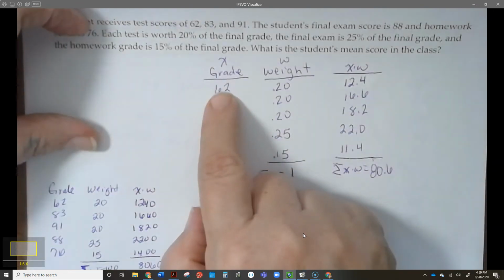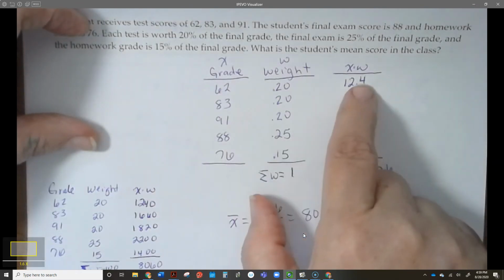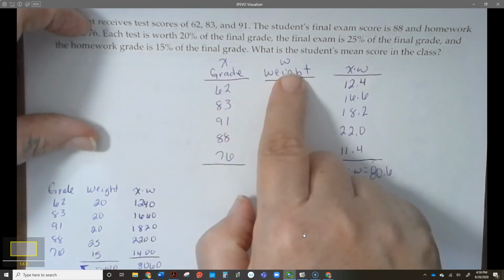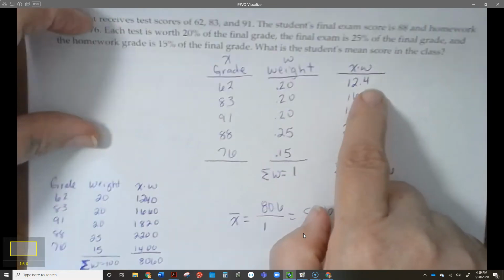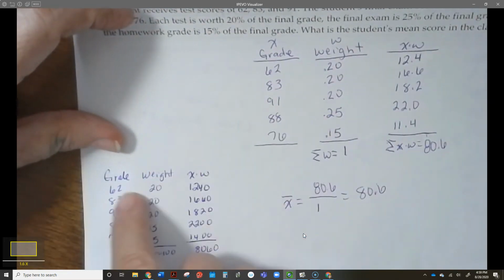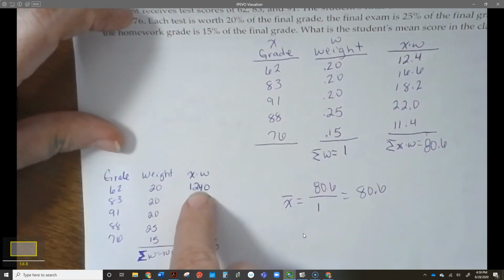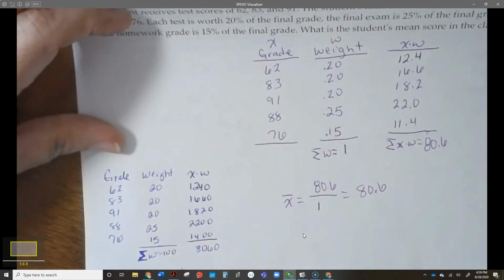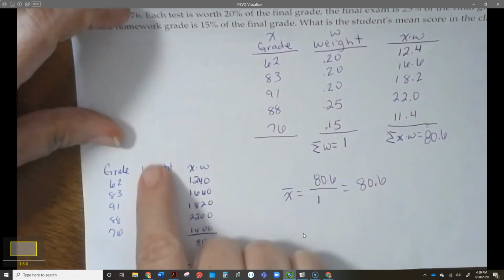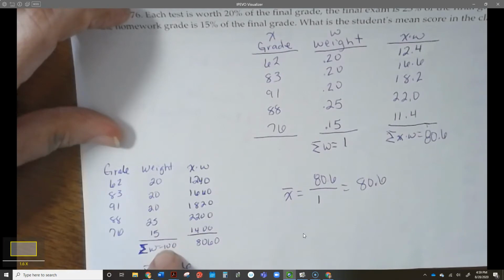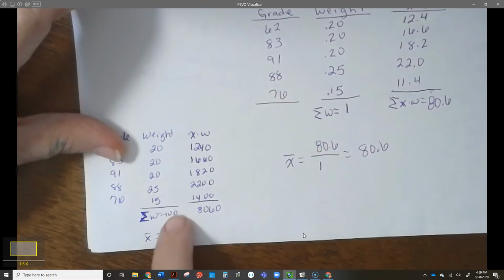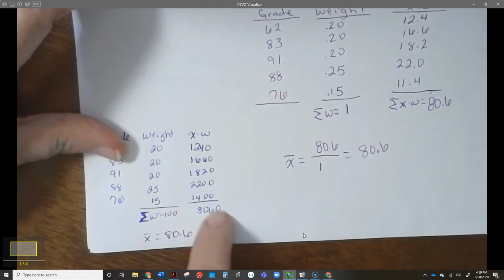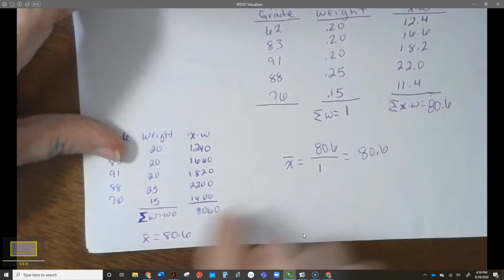Because if you do the multiplication here with a decimal, your x times your weight, your data point times the weight, comes out to be 12.4. Over here, if you do 62 times 20, you get 1,240. But it's going to work out to be the same because while these numbers are bigger, the thing that you're dividing it by, remember you do this thing divided by this thing, those two extra zeros will cause that to come out to be 80.6.